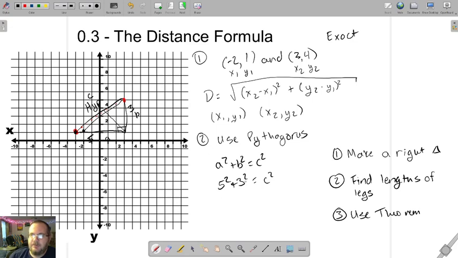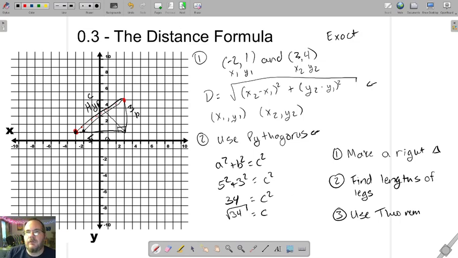5 squared is 25. 3 squared is 9. 25 plus 9 is 34. So 34 is c squared, which means regular c is equal to the square root of 34. This is usually the way that most students find easier, but if you want to use the formula, there's absolutely nothing wrong with it. Let's take a look at another example with this.